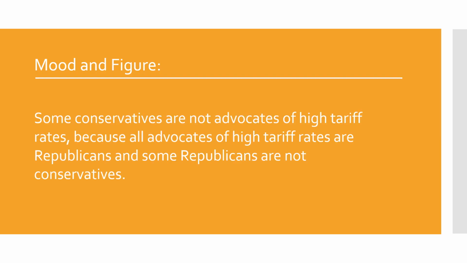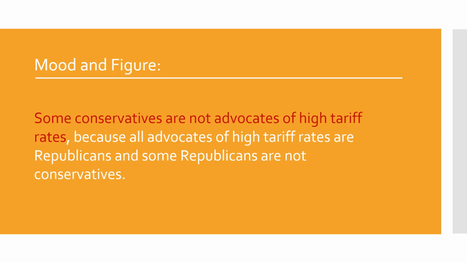Let's take one last example, and then we'll be done with this particular section of the course. Some conservatives are not advocates of high tariff rates because all advocates of high tariff rates are Republicans, and some Republicans are not conservatives. Now, the first thing to note here, of course, is that our conclusion shows up right in the beginning, and our premises follow this. Everything after "because" is a premise. So we need to start with the conclusion if we can, and then write that down in standard form, getting rid of content, substituting letters for, in this case, conservatives, and then the other side, advocates of high tariff rates.